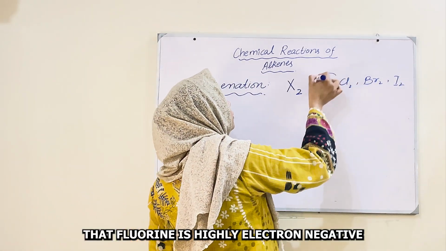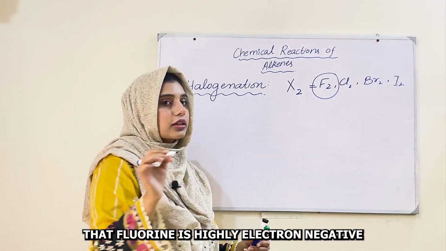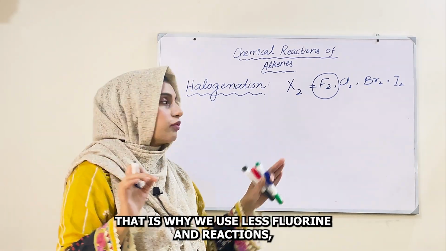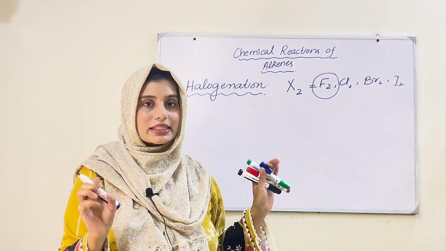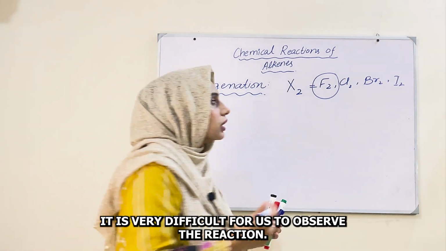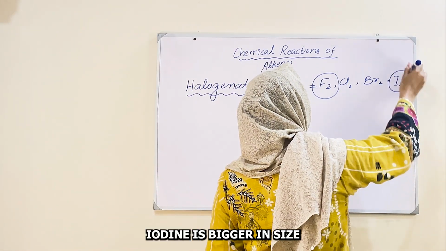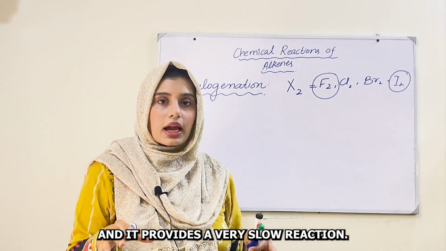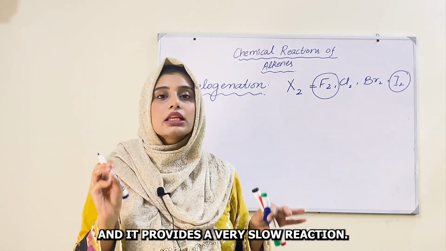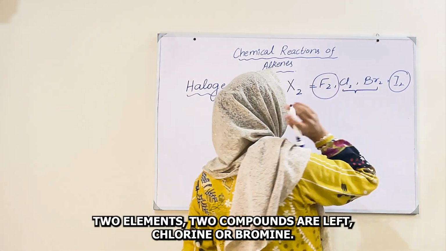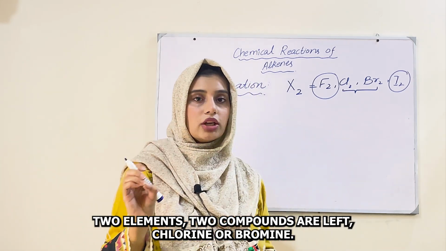We know that fluorine is highly electronegative and it provides a very fast reaction. That is why we use less fluorine in reactions. Because the reaction is very fast, it is very difficult for us to observe the reaction. Iodine is bigger in size, and electronegativity of iodine is low, and it provides a very slow reaction. So two compounds are left, chlorine or bromine.